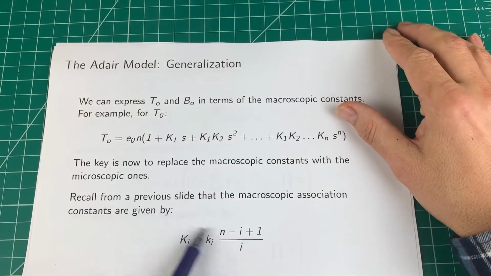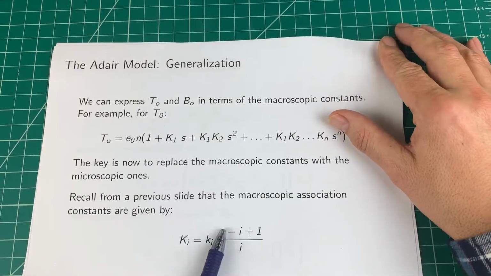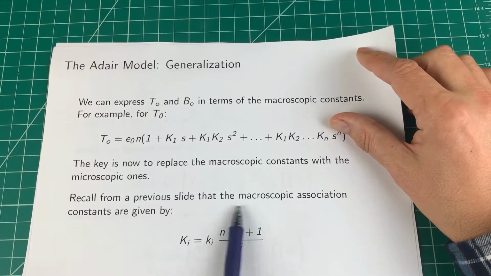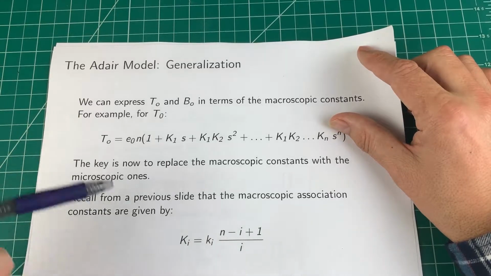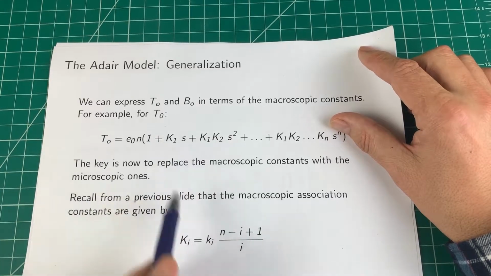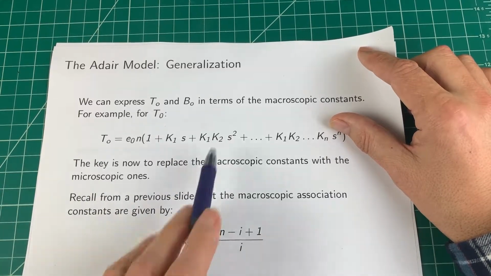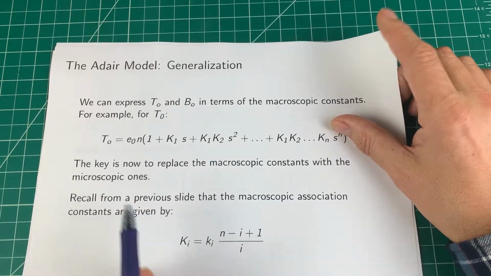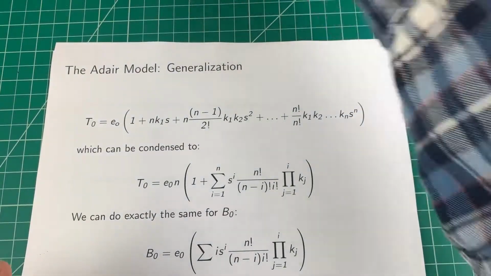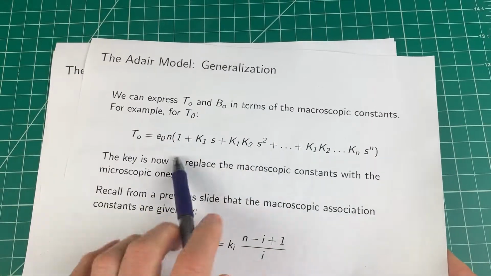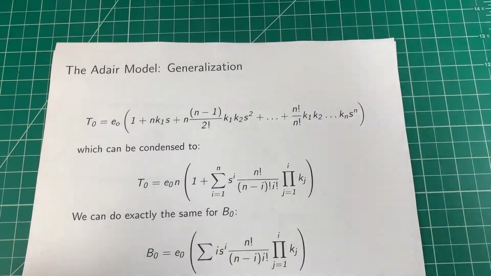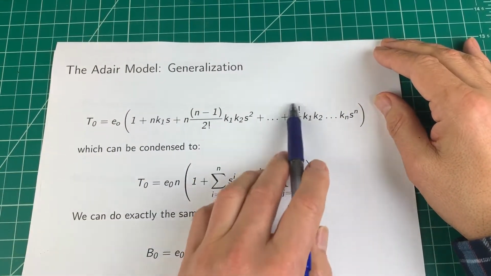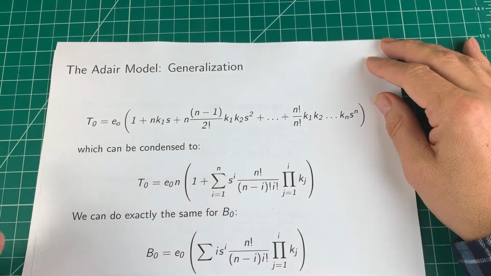So recall from a previous slide in the previous video, the macroscopic association constants are related to the microscopic ones with this form. So what I'll do is every time I see a K1, I'll substitute in this. Every time I see a K2, I'll substitute in this with the appropriate change in i. Okay. So if I do that, if I take this T0 and I substitute all these in here, I end up with this unwieldy equation.